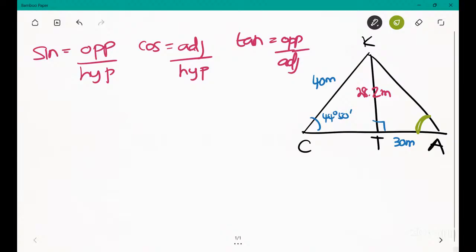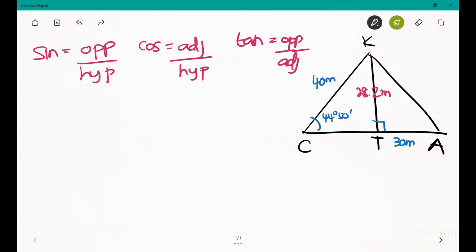Here you can see that we are not using the hypotenuse. We are looking at the opposite, and then you have the adjacent. This is the hypotenuse, we're not using that. We're using opposite and adjacent.